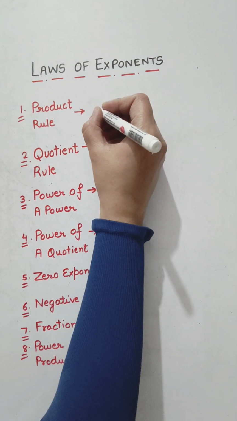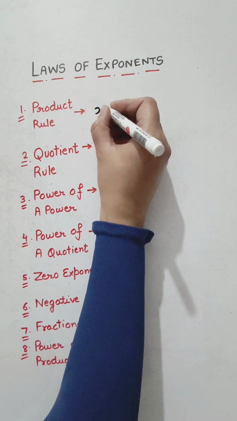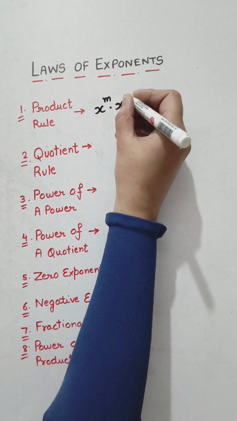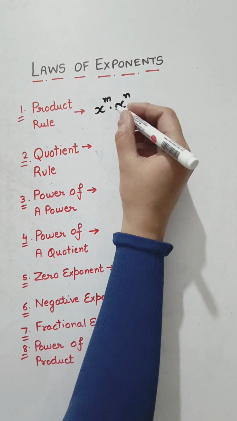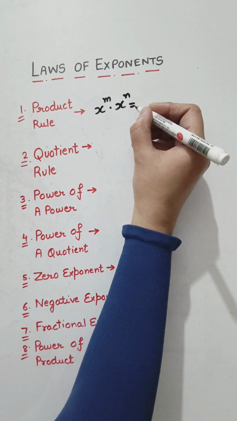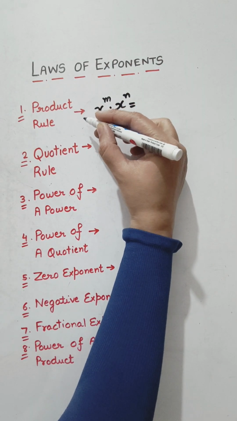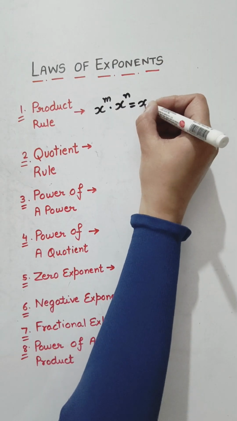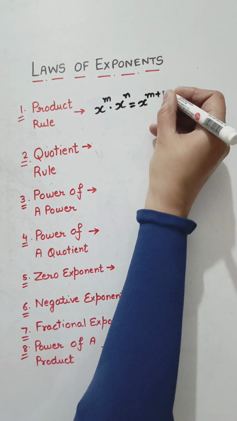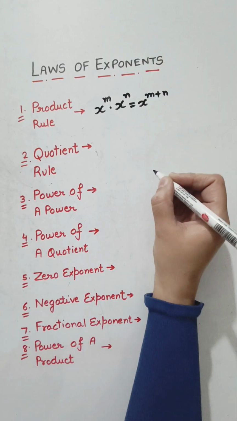Okay. So here what we are going to write: x raised to power m into x raised to power n. Now the bases are same and multiplication sign is there. That's why it is called product rule. So powers will get added. Okay. x raised to power m plus n.